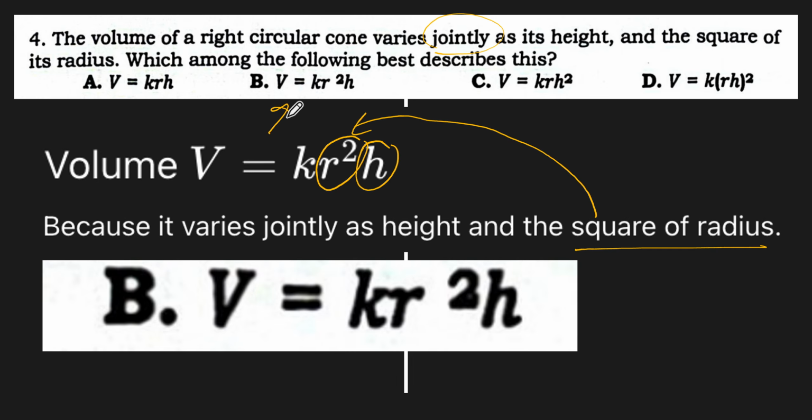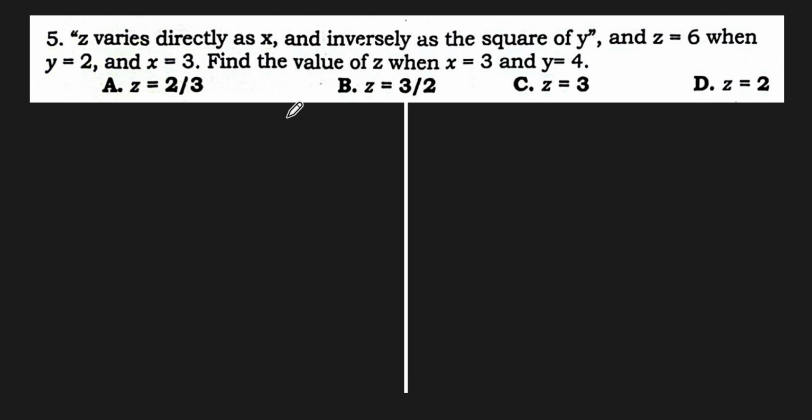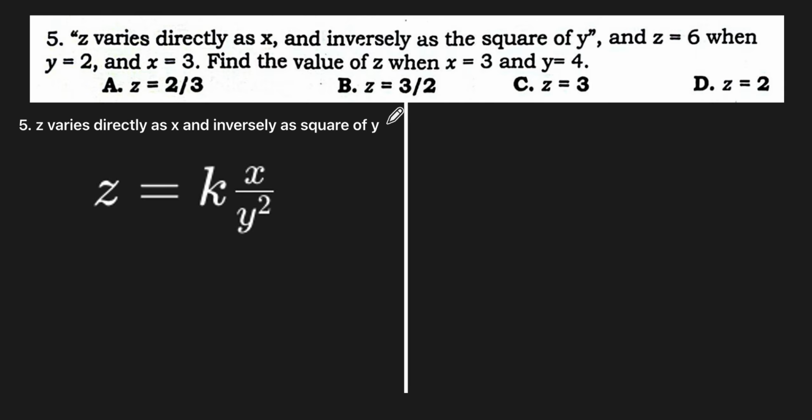Okay, so now let's proceed to number 5. Z varies directly as x and inversely as square of y. And z equals 6 when y equals 2 and x equals 3. Find the value of z when x equals 3 and y equals 4. So, again, how can we represent it?